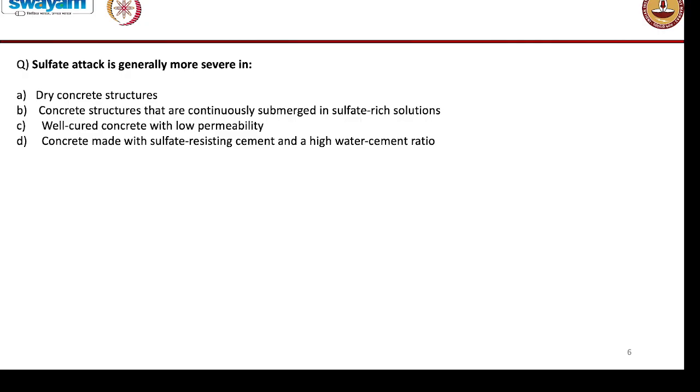People are saying C. Anyone with another answer? Okay, some of them say B is also can be correct. Okay, let's see the answer. Yeah, option B is correct, not C. Concrete structures that are continuously submerged in sulfate-rich solution have a high probability of increase of sulfate ions in the concrete, which leads to sulfate attack.